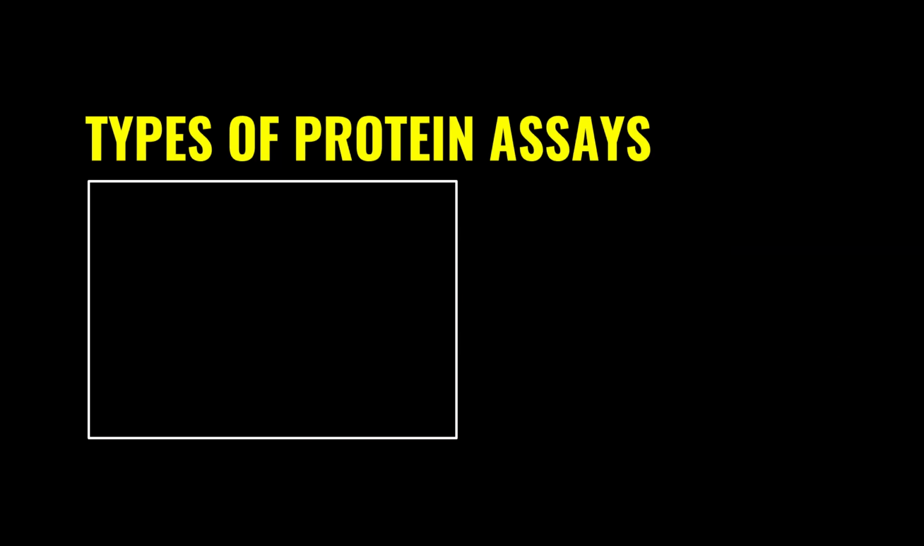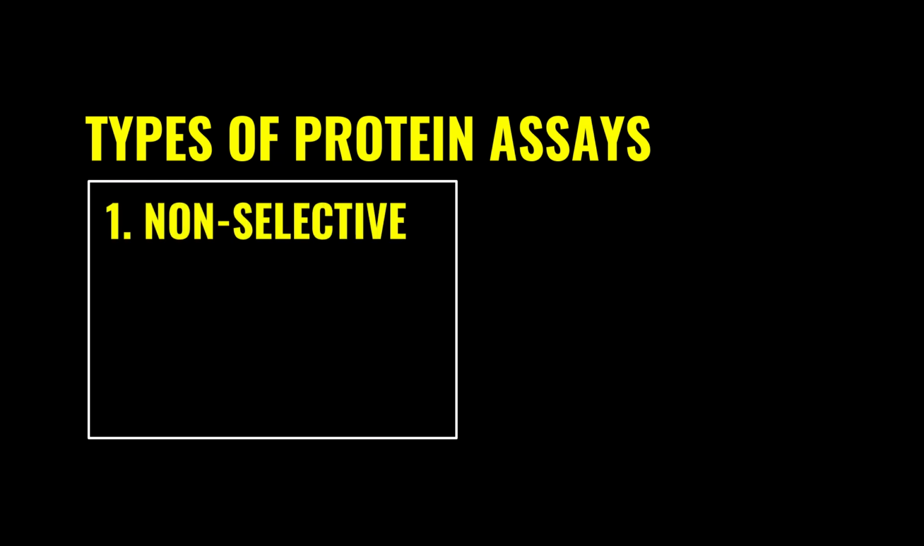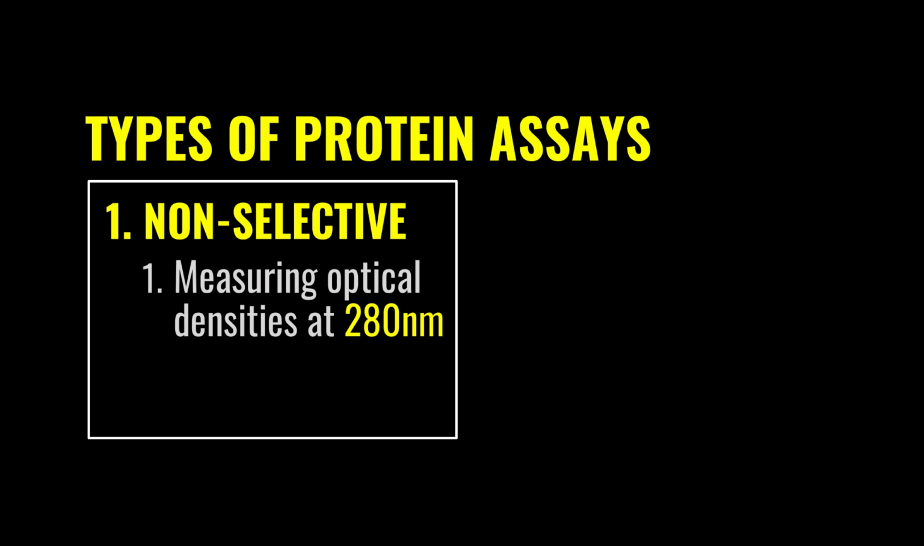So the next question is what types of protein assays are available? Broadly, you can classify these assays into two categories. The first one is the non-selective or general methods. It includes three that I have listed here. The first one is you can measure protein concentration by measuring optical density at 280 nanometer directly, and this is because of the property of aromatic amino acids in the protein. However, this method is not sensitive and therefore it is not used much.